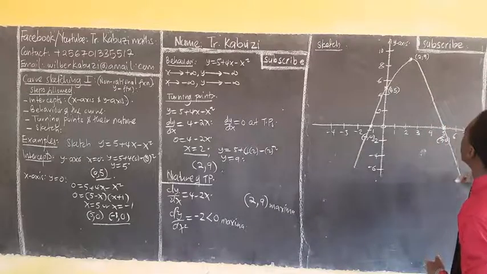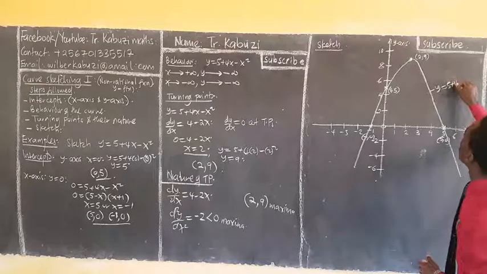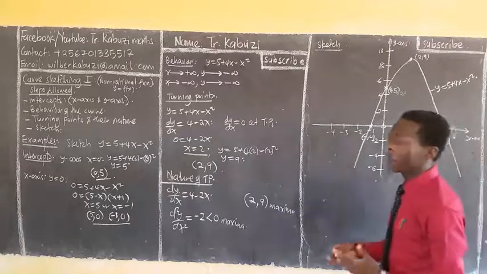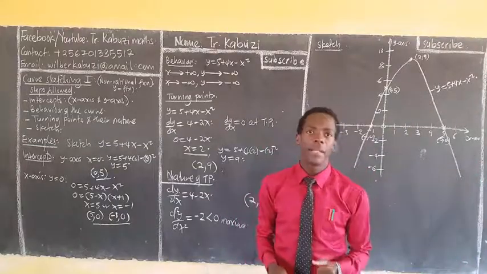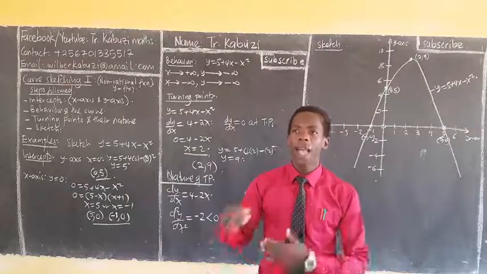Then it continues. Remember, this is our curve, 5 plus 4x minus x squared. So members, that's how we look at sketching. I wish you the best for the next example, when we have a point of reflection and a minimum.